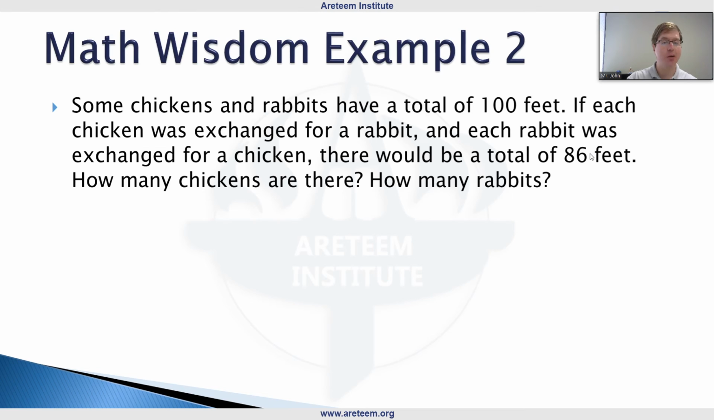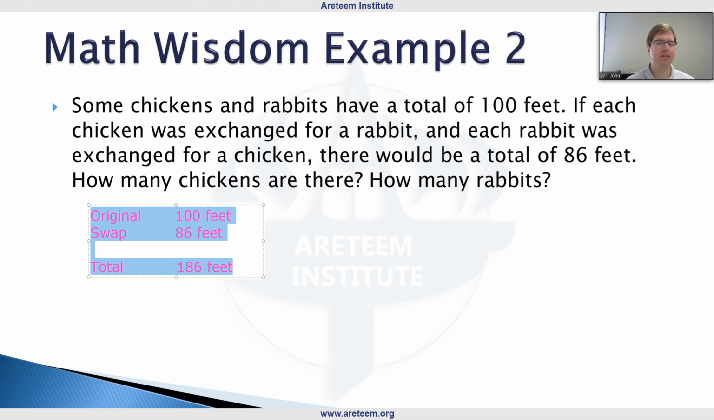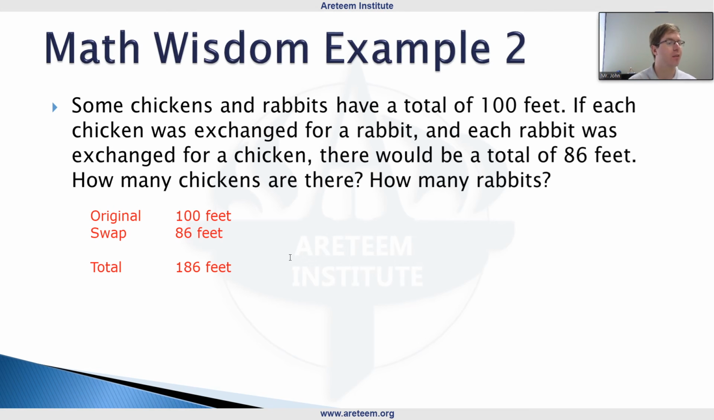So yeah, if you want to set up an algebraic equation again, that's perfectly fine. So originally, we have 100 feet. After the swap, we have 86 feet. So if instead of swapping, we just did the total here, we have 186 feet in total. And if you want to follow along with the algebra, notice that this is going to be very similar to what you're going to do in algebra as well.